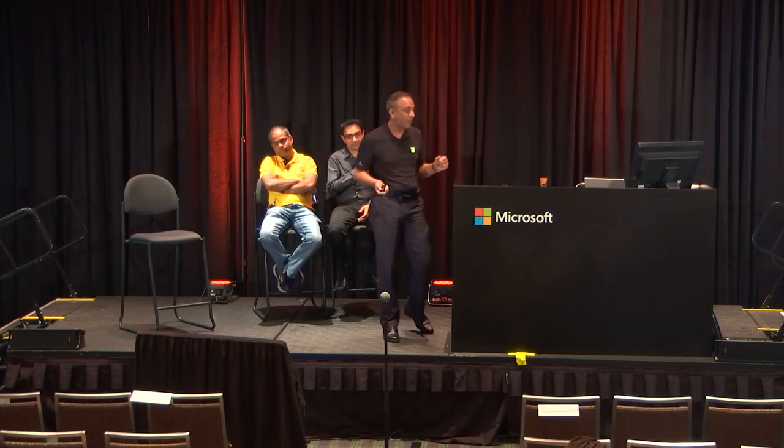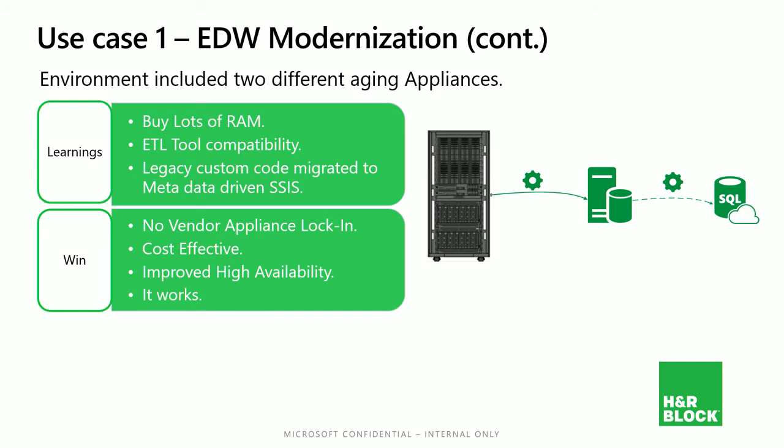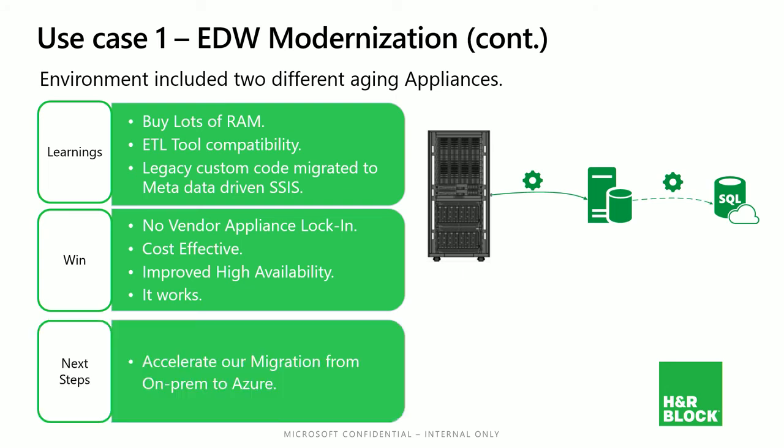Wins, there's no vendor appliance lock-in anymore. It's highly cost-effective between the two solutions. High availability is much easier now because you don't have to buy $1 million boxes to make these things work from the HA perspective. And it really worked for the entire year. So we have crossed 1 year. We have seen all the workloads around these things.